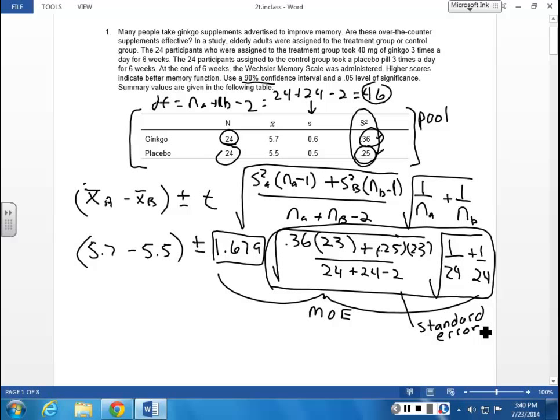Well, when you calculate all of this, this is going to be minus 0.068 to 0.468. You should verify that on your calculator, the stat function, stat, tests, 2-sample t interval, and enter in the information from the problem, making sure that you use standard deviations, not variances.